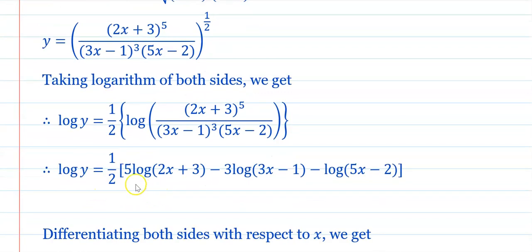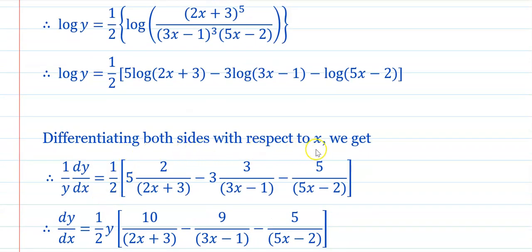Take log on both sides, then you will get log of y is equal to, हा 1 upon 2 पुढे आला, in bracket log of (2x plus 3) bracket raised to 5 upon (3x minus 1) bracket raised to 3 into (5x minus 2). Okay. Then log of y is equal to 1 upon 2, 5 times log of (2x plus 3) minus 3 times log of (3x minus 1) minus log of (5x minus 2). Okay. Now differentiate both sides with respect to x.